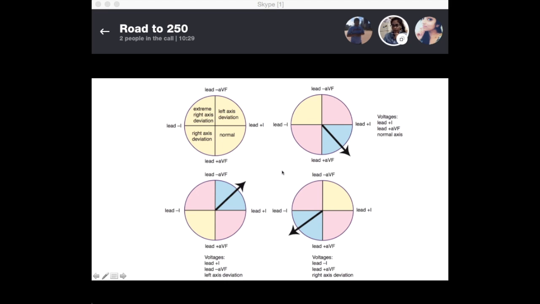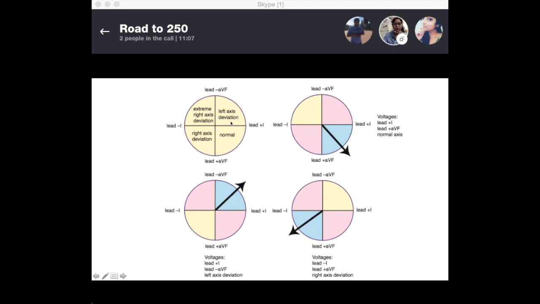So moving forward, using the actual quadrant method, here in the top left you see the quadrants and what they indicate. As I said, between -30 to 110 would be considered normal, but we can even simplify that and make that the 0-degree mark to 90-degree mark, or between lead 1 and the AVF lead.